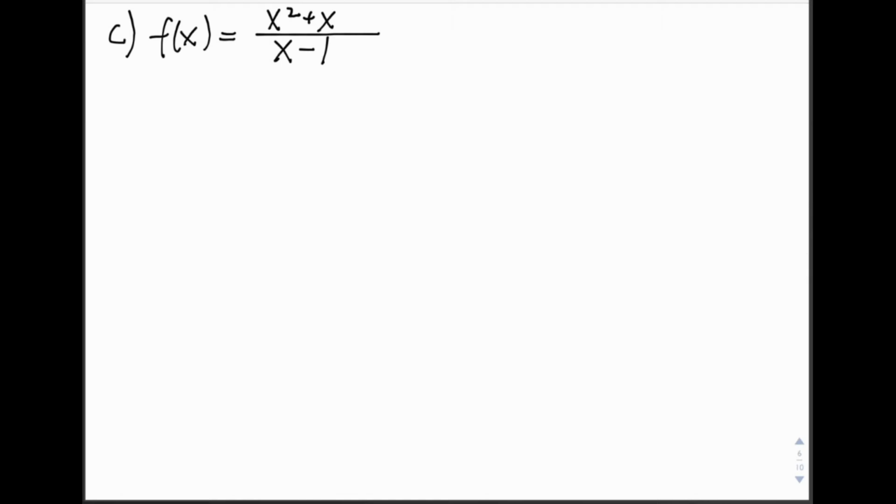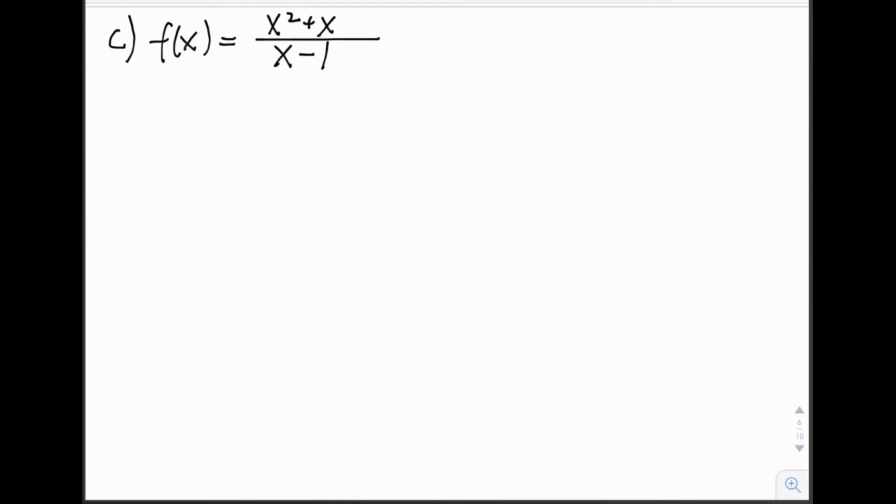This one's going to be a little bit different than the previous ones, as we will now have an oblique or slanted asymptote. First things first, we want to look at our vertical asymptote here. For the vertical asymptote, again, we want to set that bottom equal to 0 and solve for x. So x is equal to plus 1, and we are finished with our vertical asymptotes.